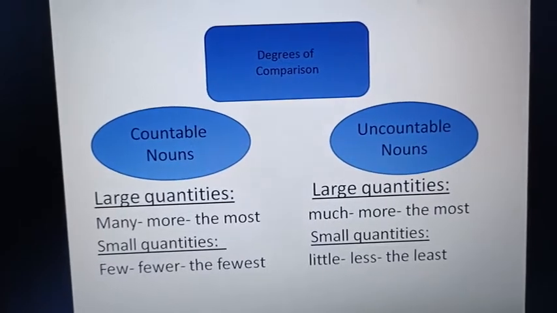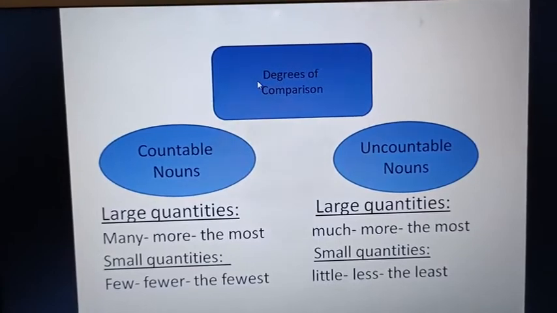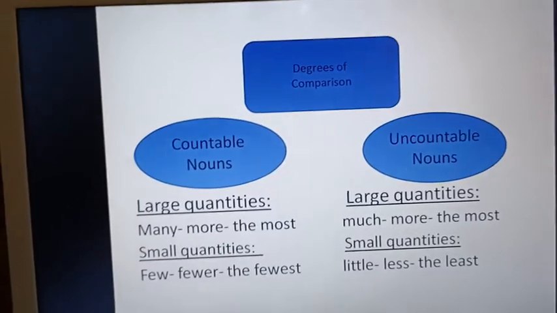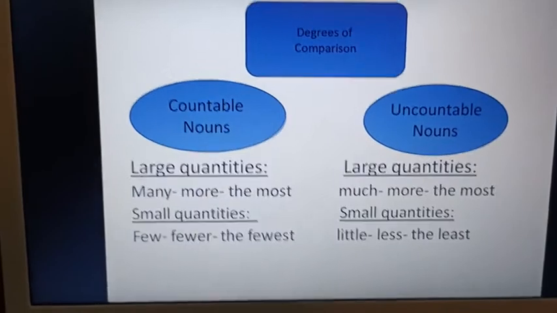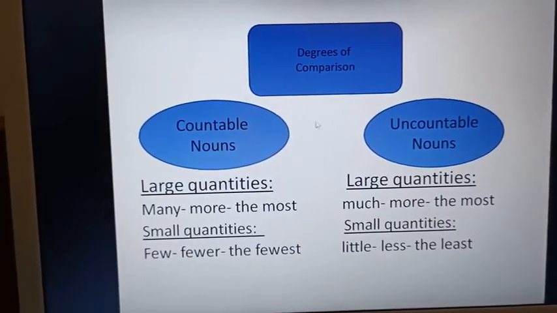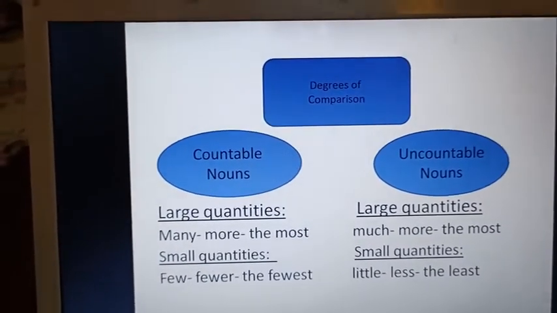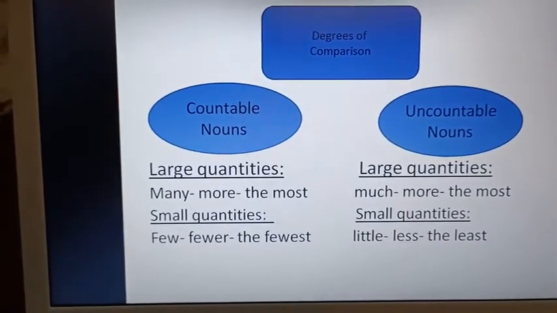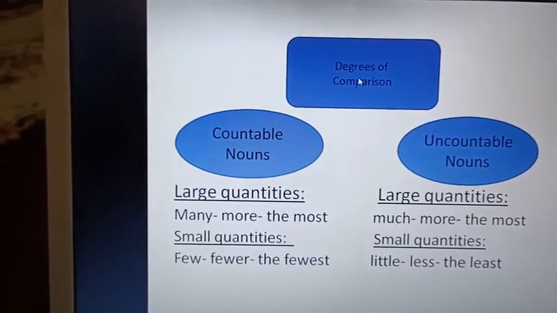Okay, then let's look at the word degrees. We have finished the word comparison, so let's go to the word degrees. Degrees means levels, amount, or extent. We have two kinds of degrees: ascending degrees from the smallest until the biggest, and descending degrees from the biggest to the lowest or to the smallest. Again, degrees mean levels, amounts, or extent, going ascending or descending.